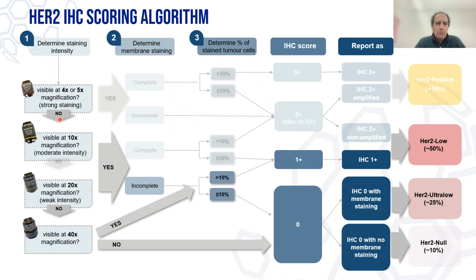So if we go back to the algorithm, we are in this portion of the algorithm. We said it is incomplete membrane staining, so you see now the avenue to reflex ISH is gone, and a Her2 positive breast cancer diagnosis is no longer tenable in this case. We're going to assess whether there is more or less than 10%, and to do this, if you want, you can use higher power.